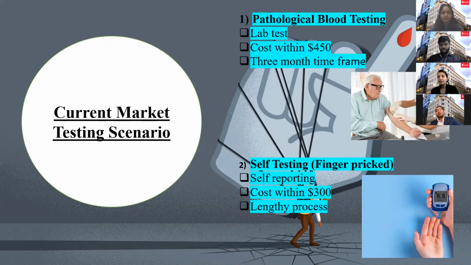And in the second image, we can see that the patient is finger pricking. They are self-testing. There they need to record the information by themselves, which is known as self-reporting, and the device costs around $300, and it is also a lengthy process.